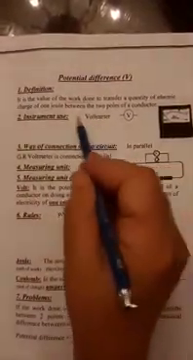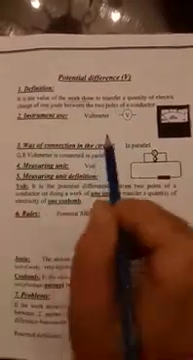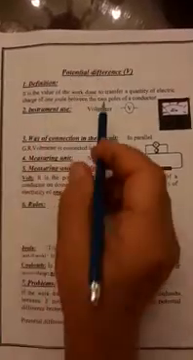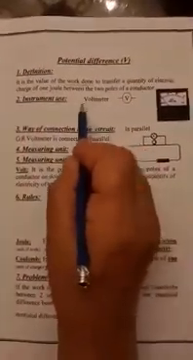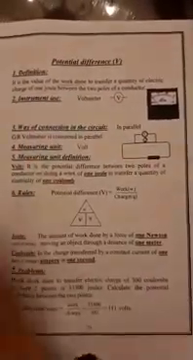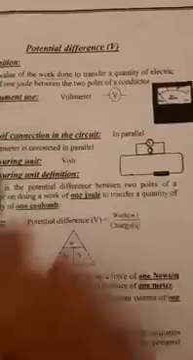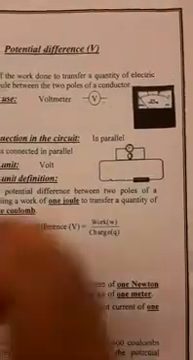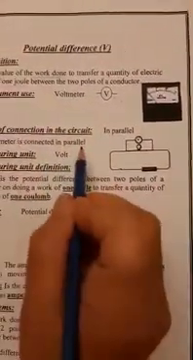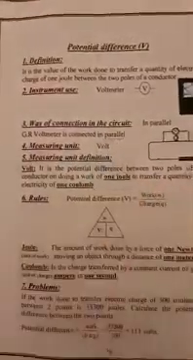The instrument used is the voltmeter. Why? Because the unit of potential difference is volt. So the voltmeter is an instrument that measures the volt. It's a circle with a V in the middle. It has a positive side and a negative side. It will be connected to the electric circuit in what we call parallel.